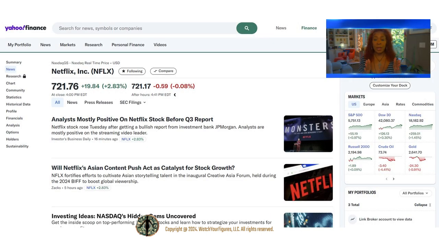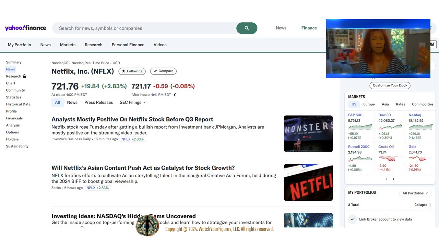Okay, so the next thing we're going to look at is on the left-hand side. You're going to see summary, news, chart, and everything. Now, it may be on the top depending on what platform you're using. So let's go to news. The reason news is important is because this will let you know if anything has happened with this company lately, like what the current state is.